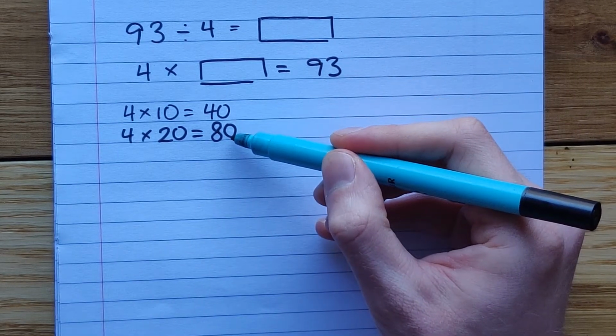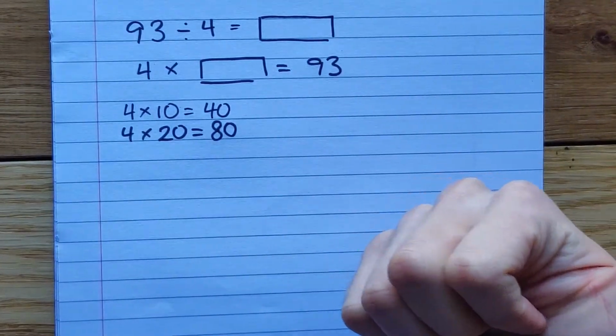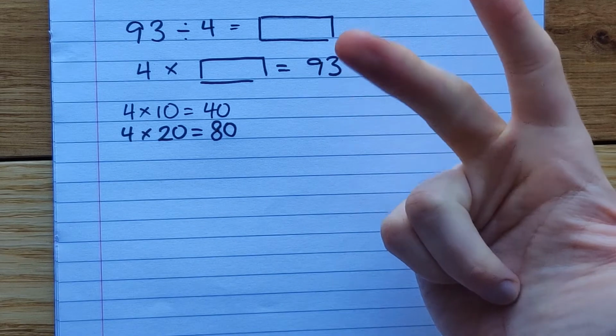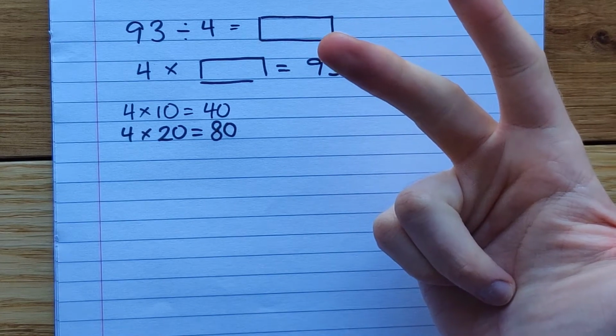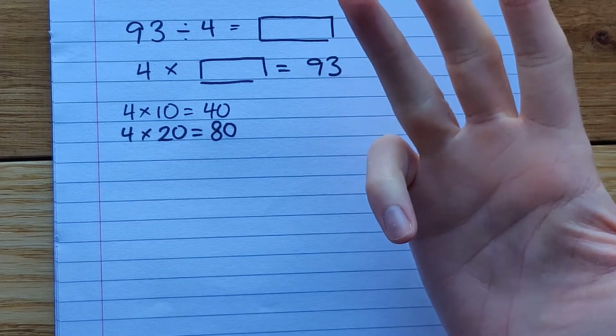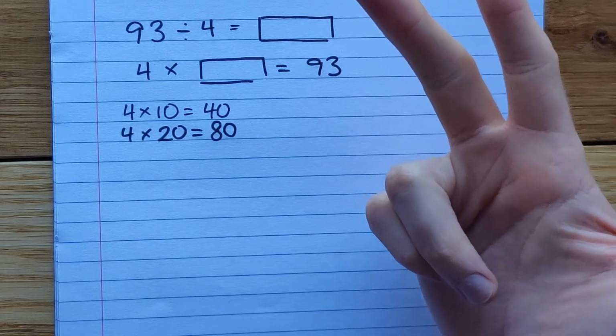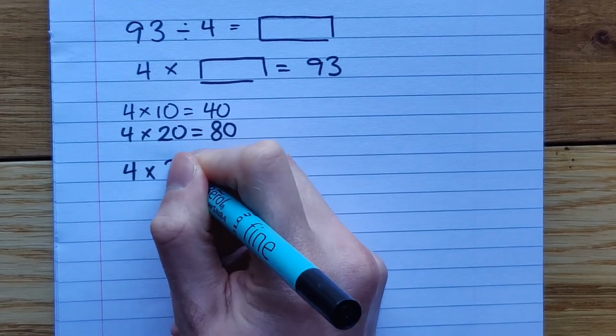So we're going to think about our 4 times table. We have 4, 8, 12, that's going to get us just under the 93. 80 add 12 would be 92, but if we add another 3, that would be 15, which will get us up to 95. So that's too much, so it will only go another 3 times. So we know 4 times 3 is 12.